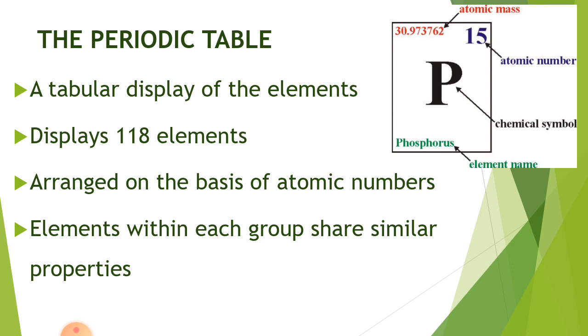The periodic table is a tabular display of the elements. It displays 118 elements, and the elements are arranged on the basis of their atomic numbers. Elements within each group share similar properties. Here is an example of an element which is represented by a chemical symbol P. Its name is phosphorus. So on the periodic table, the symbol is represented, along with it the atomic number is written and the atomic mass is also given.